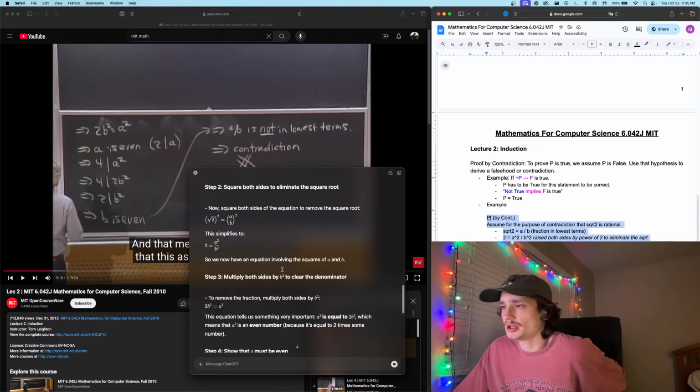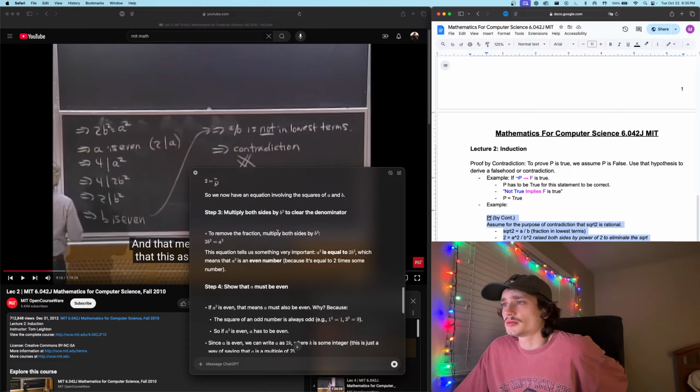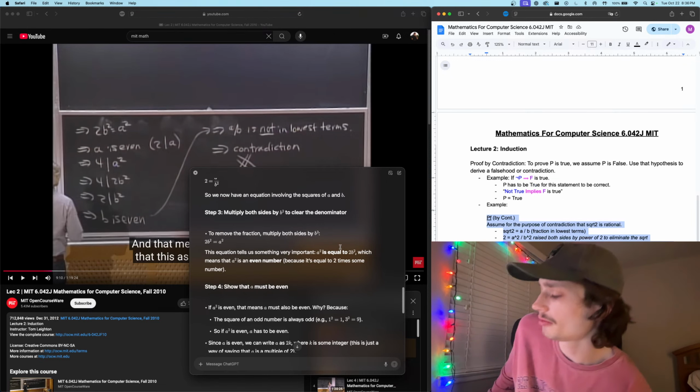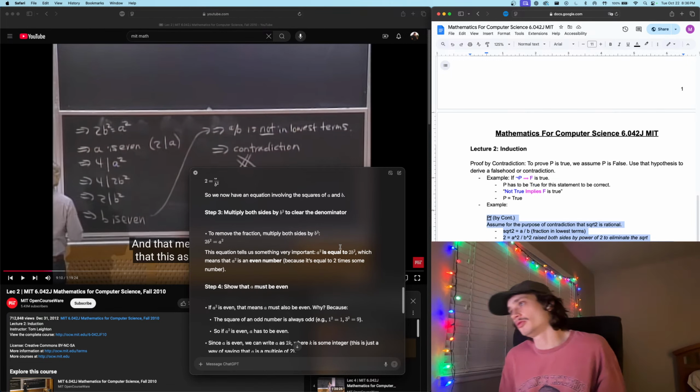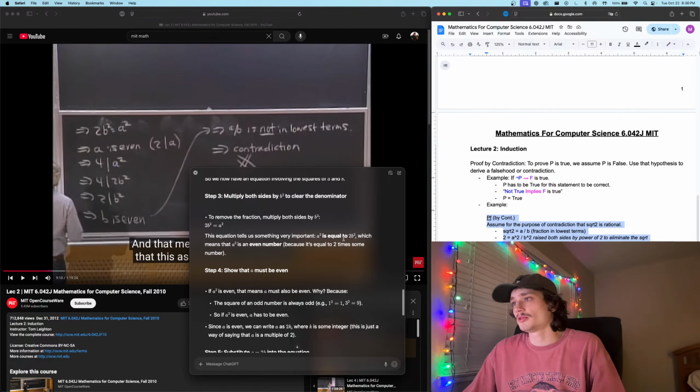Multiply both sides by b to clear the denominator. To remove the fraction, we must multiply both sides by b squared. This equation tells us something very important. a squared is equal to 2 b squared, which means that a squared is an even number because it equals 2 times some number. So anything times 2 is an even number, I guess. That's a property. Oh, okay, so yeah. Anything times 2 is, okay, even.